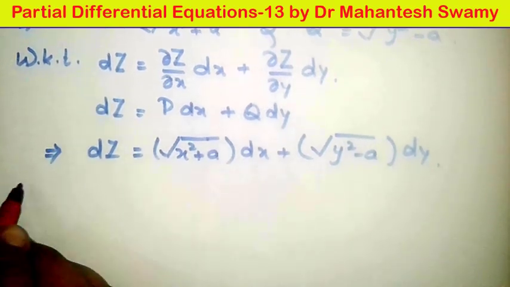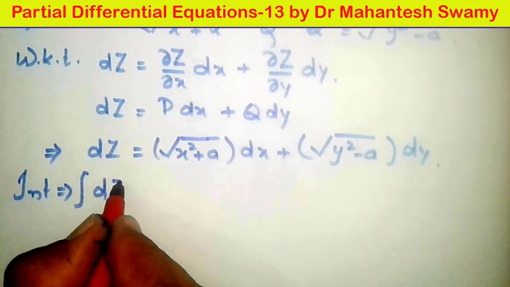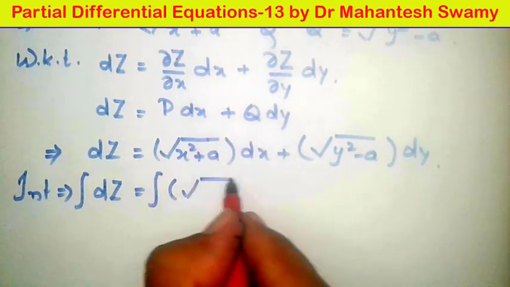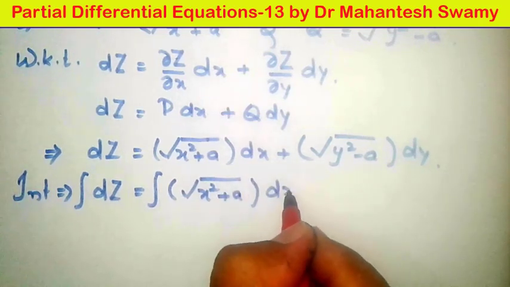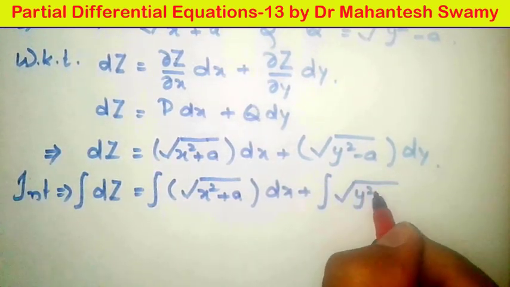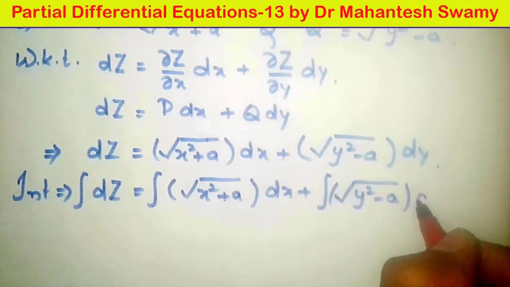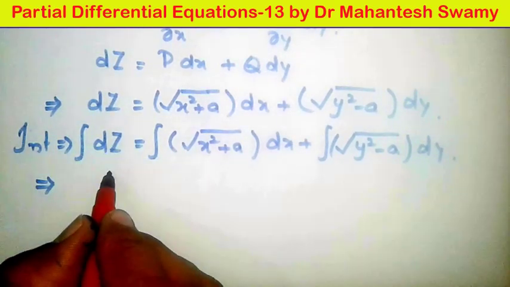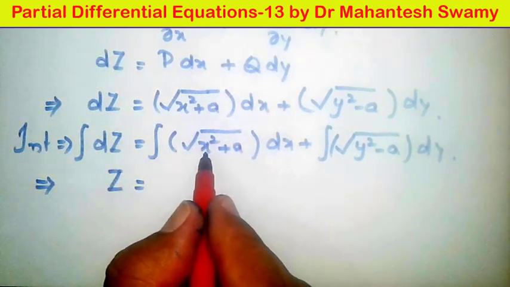Now our duty is to integrate. So when we integrate, it becomes integral of 1 with respect to capital Z, and on the right hand side, integral of square root of x square plus a dx plus integral of square root of y square minus a dy. So now we have to put the values of the integrals. Integral of 1 with respect to Z is capital Z, equal to, now the integral value of this thing.